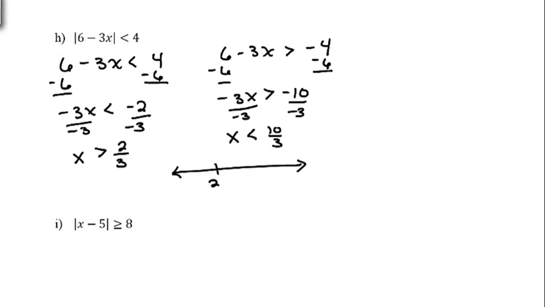Graphing it, we have 2/3 and 10/3. This one says x is greater than 2/3. So it's everything to the right of 2/3. And this one is less than 10/3. So again, it's the inside portion. And it's the interval from 2/3 to 10/3. So any number in that interval will make this a true statement.